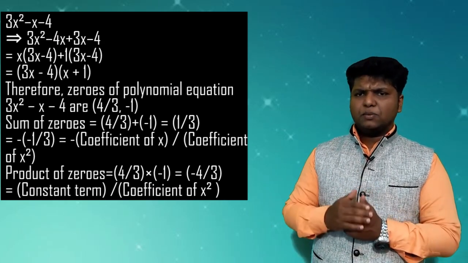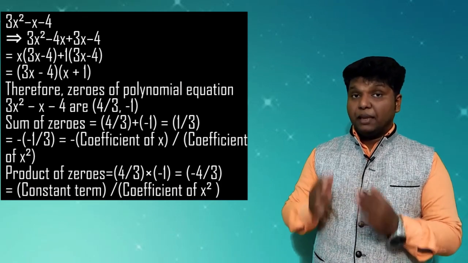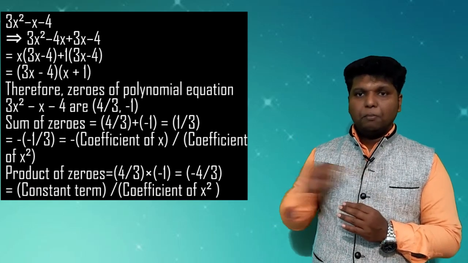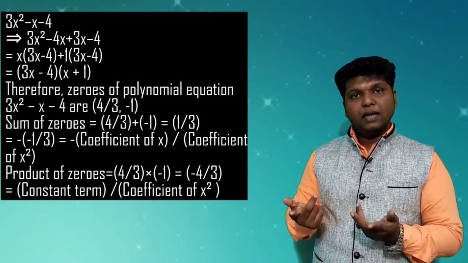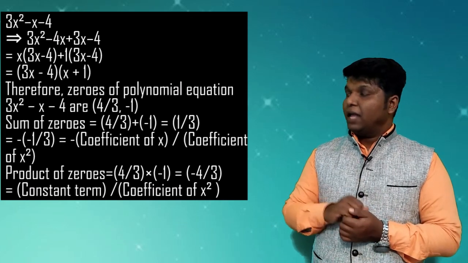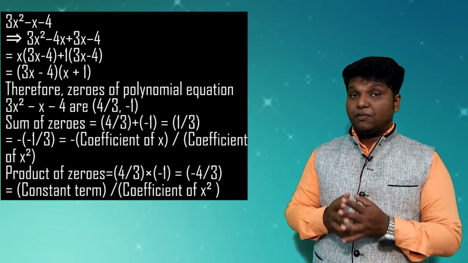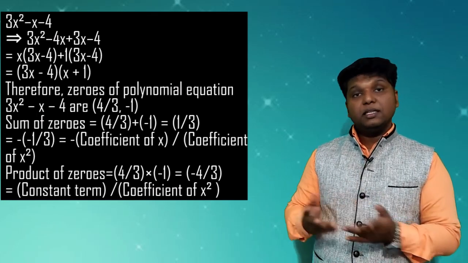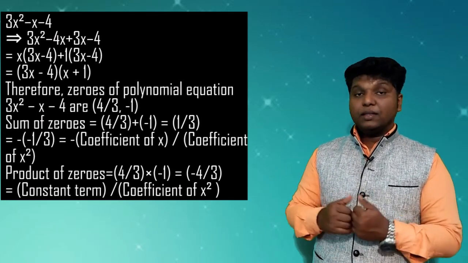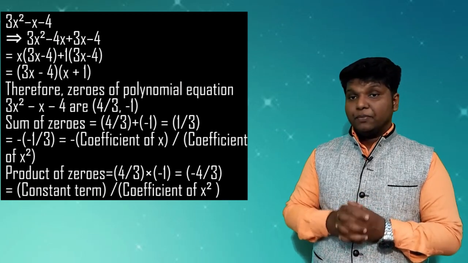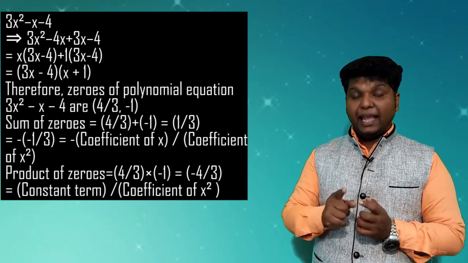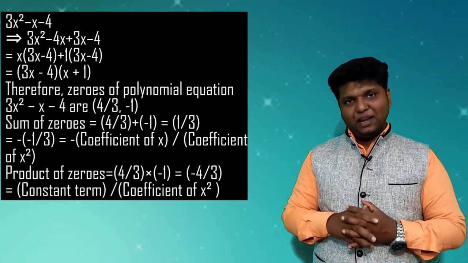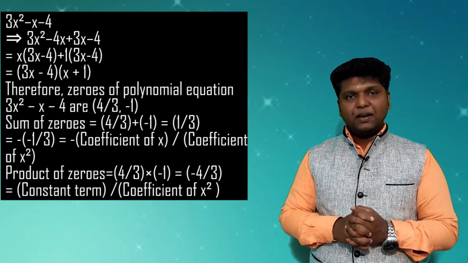Let us check whether it is minus b by a. Minus b by a, minus of, what is your b? It is minus 1. Minus of minus 1 means plus 1 by a, 3, 1 by 3. Yeah, it's verified. Second one, alpha beta. What is alpha beta? Here alpha is minus 1, beta is 4 by 3. Minus 1 into 4 by 3 is minus 4 by 3. Now let us check whether it is c by a. What about our c? c is minus 4 and a is 3. So c by a means minus 4 by 3. It's also verified.